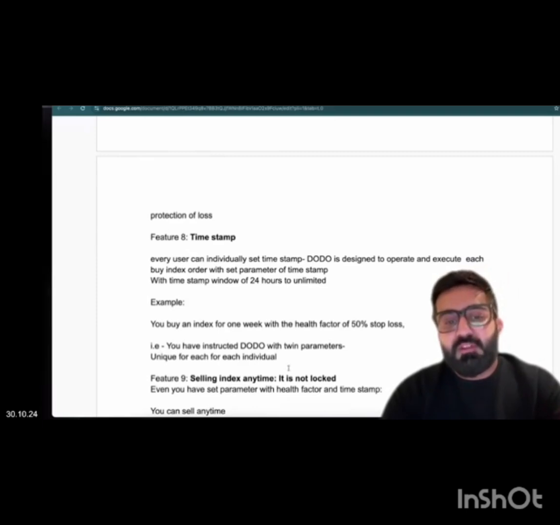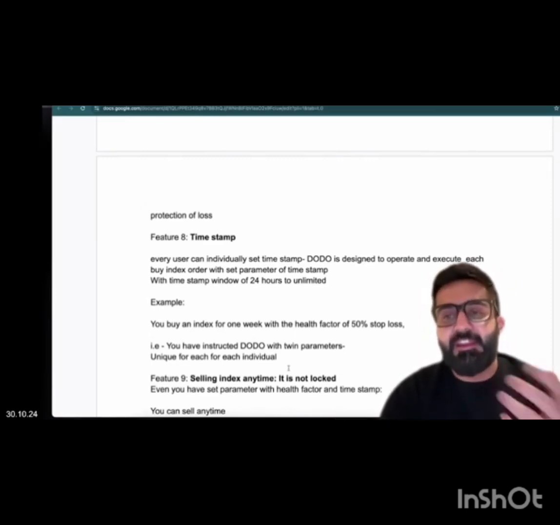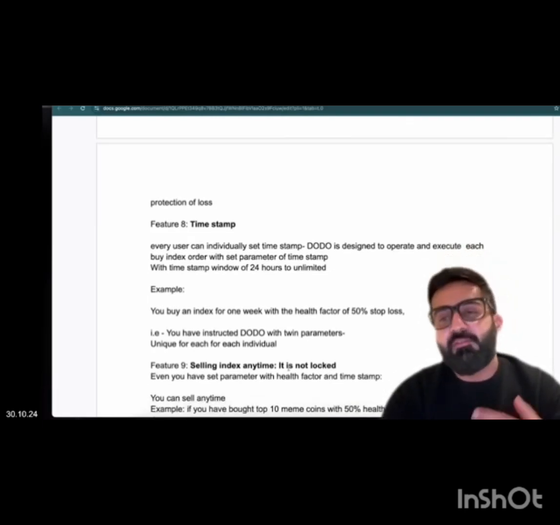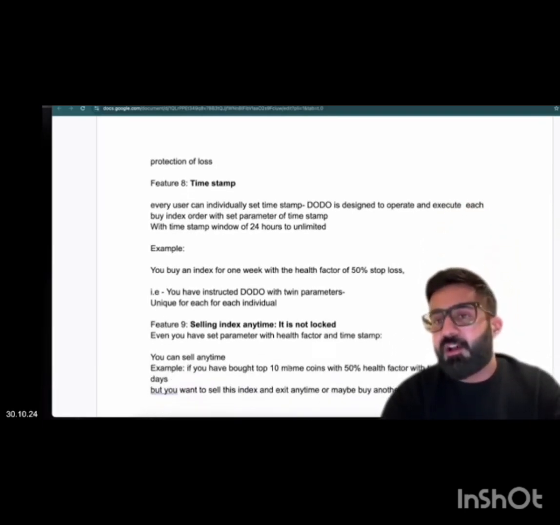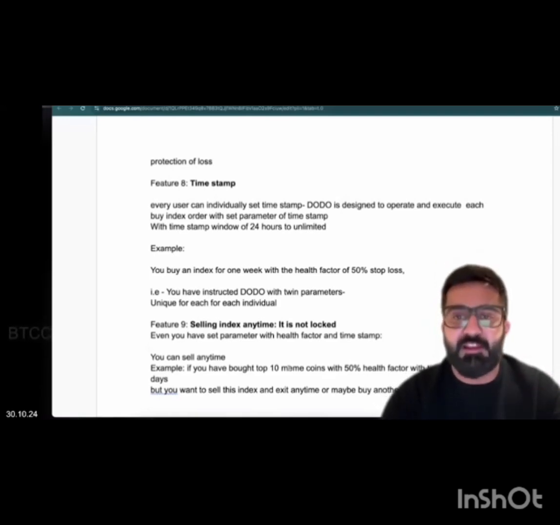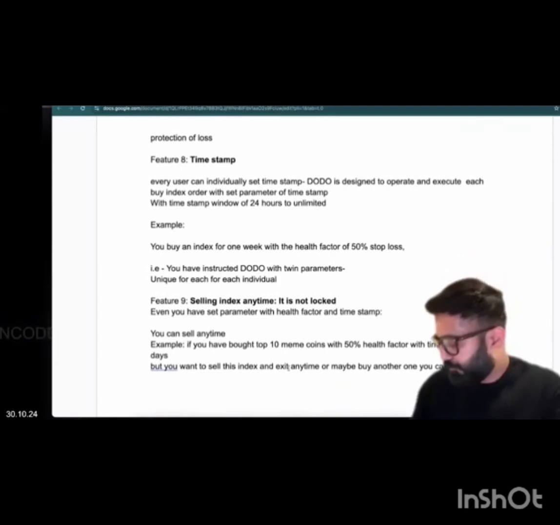Even if you have instructed Dodo with twin parameters of, let's say, 1 week with 50% stop loss, you can sell your index anytime. It is not locked, it is never locked. So even if you have set your stop loss and timestamp, you can sell it immediately. The next minute after you buy the index, you can sell it. No problem. You can sell anytime.